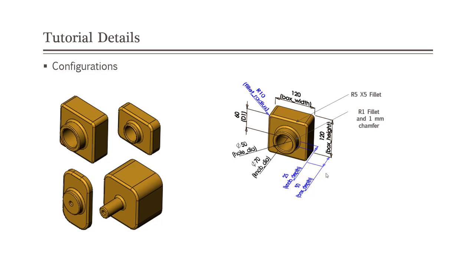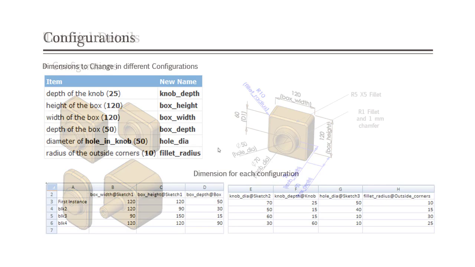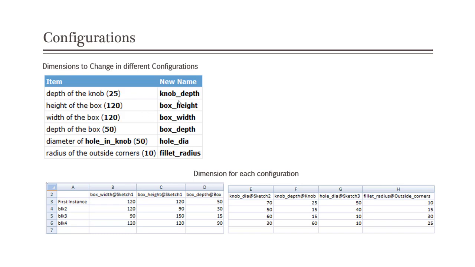Here you can see a simple object and its dimensions are mentioned. So 120 millimeter is the width, height, knob depth, box depth, hole diameter, and other details are mentioned here. First of all, I'm going to create this particular product in SolidWorks, and then I'm going to show you how you can rename the dimensions to the new names that we have here and then add those to the design table to create different variations of the same product. Let's shift to SolidWorks.